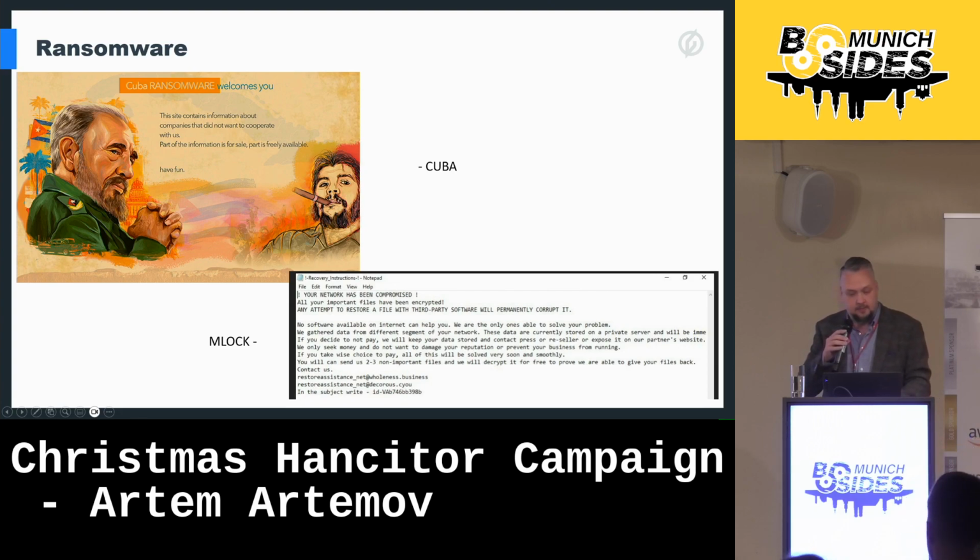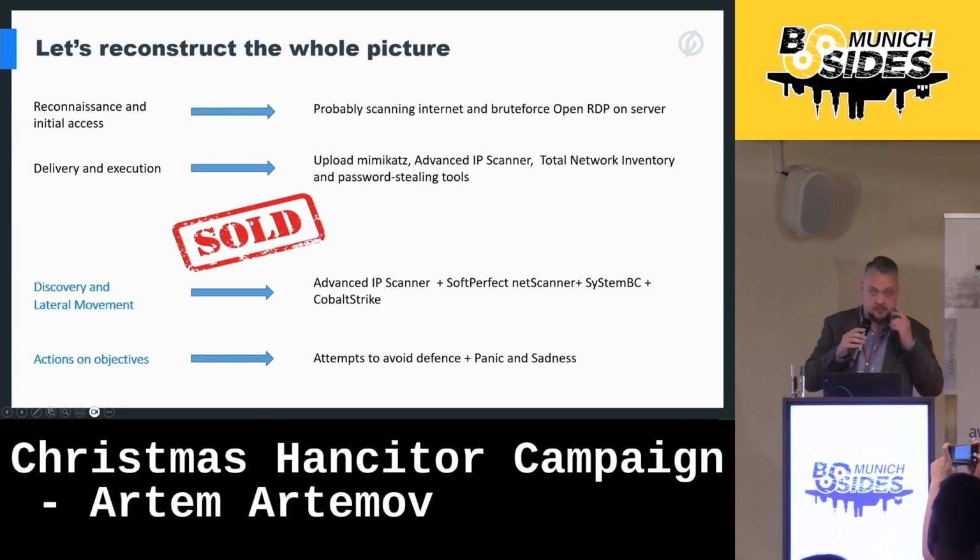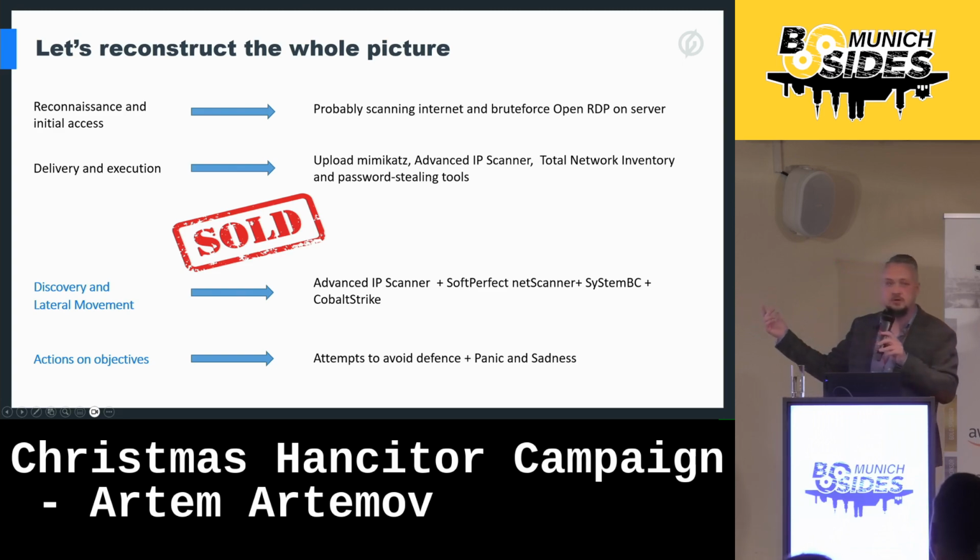So the whole picture of the incident is like that. Reconnaissance and initial access: probably it was scanning of the internet and brute force of OpenRDP on a server. On Friday evening, delivery and execution: upload Mimikatz, Advanced IP Scanner, Total Network Inventory, and password stealing tools. Then the access was sold. Then discovery and lateral movement by Advanced IP Scanner, SoftPerfect Network Scanner, system BC, and Cobalt Strike. And action on objectives: attempts to avoid defense, panic, and sadness.